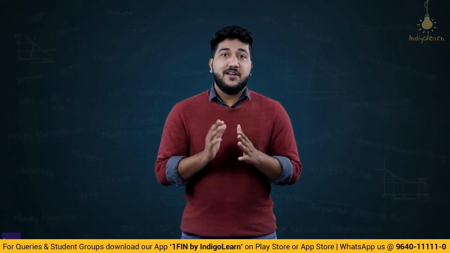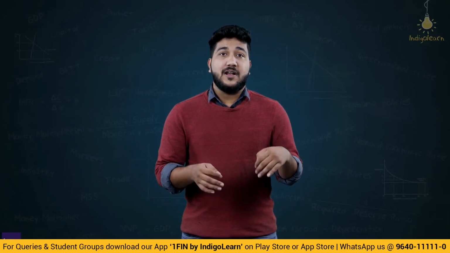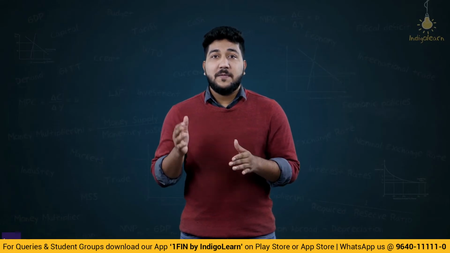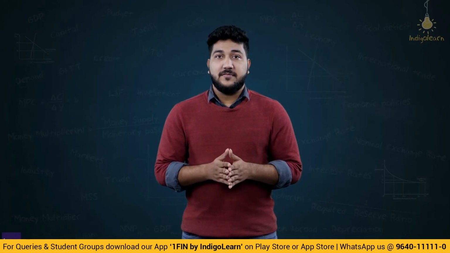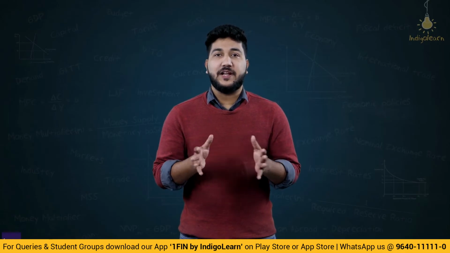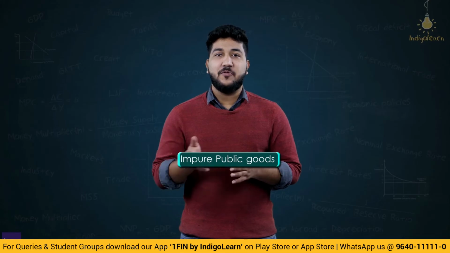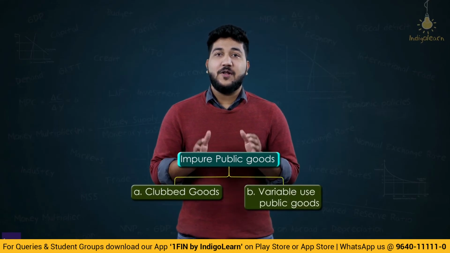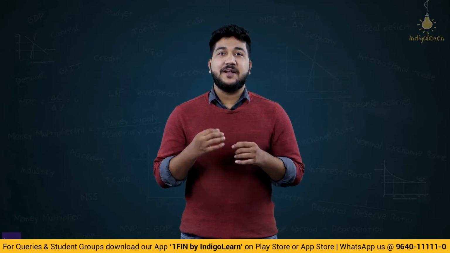So if you look at it very carefully, these impure public goods or hybrid goods, whatever we call, they are somewhere in between what? Private goods and public goods. Now these impure public goods are divided into two types. First type is club goods. Second one is variable use public goods. Now let us learn about each one of them a little bit in depth.